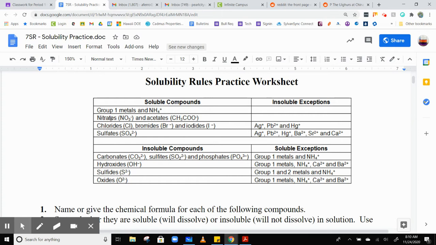Same goes for nitrates and acetates. If you see any compound with a nitrate or acetate, those are soluble. There are no exceptions. There are no insoluble exceptions.